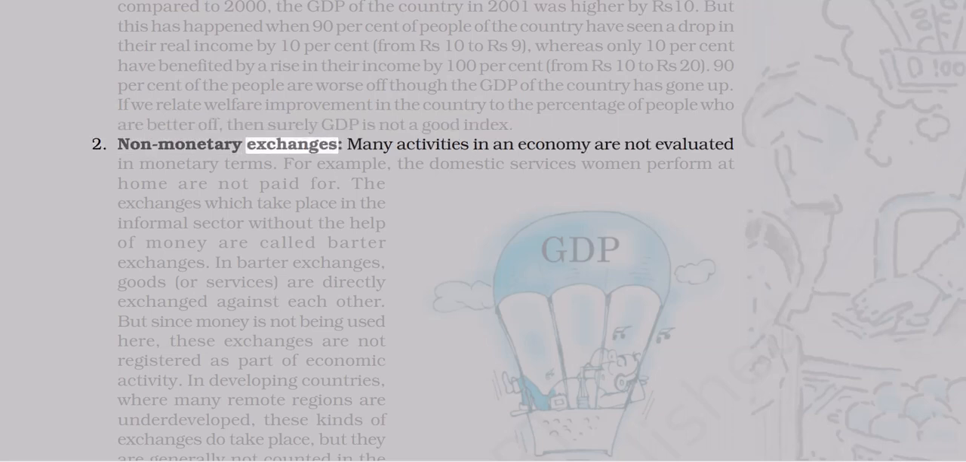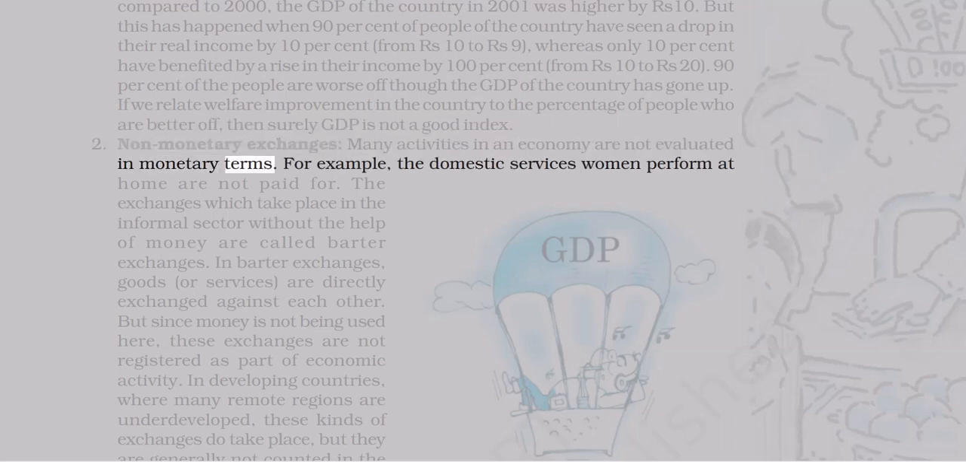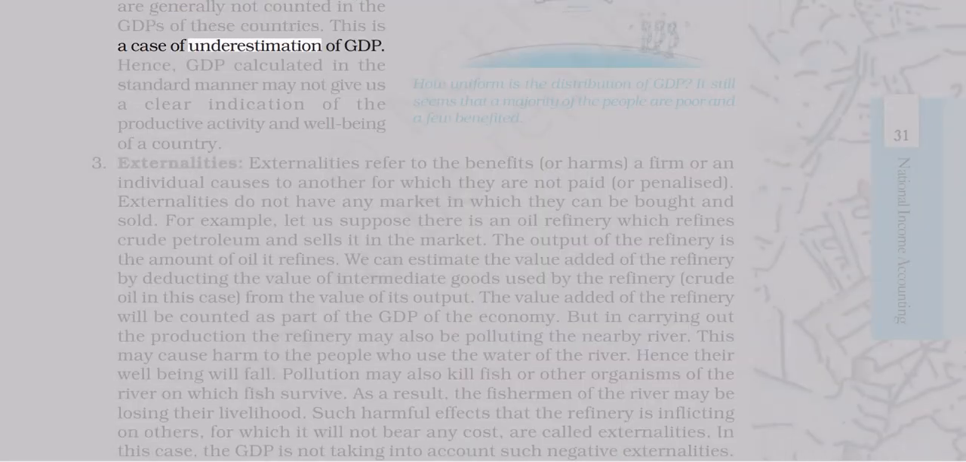2. Non-monetary exchanges. Many activities in an economy are not evaluated in monetary terms. For example, the domestic services women perform at home are not paid for. The exchanges which take place in the informal sector without the help of money are called barter exchanges. In barter exchanges, goods or services are directly exchanged against each other. But since money is not being used here, these exchanges are not registered as part of economic activity. In developing countries, where many remote regions are underdeveloped, these kinds of exchanges do take place, but they are generally not counted in the GDPs of these countries. This is a case of underestimation of GDP.